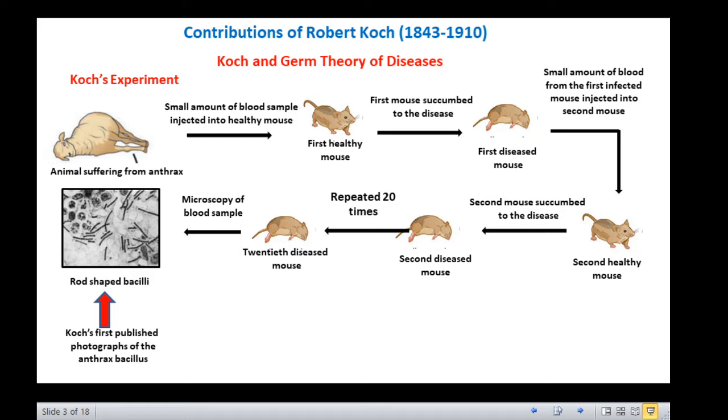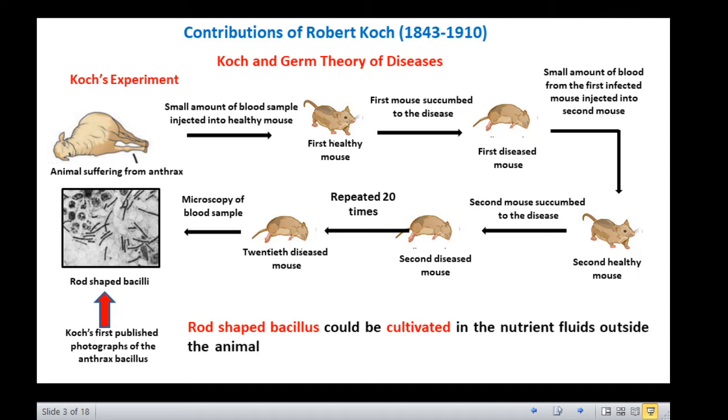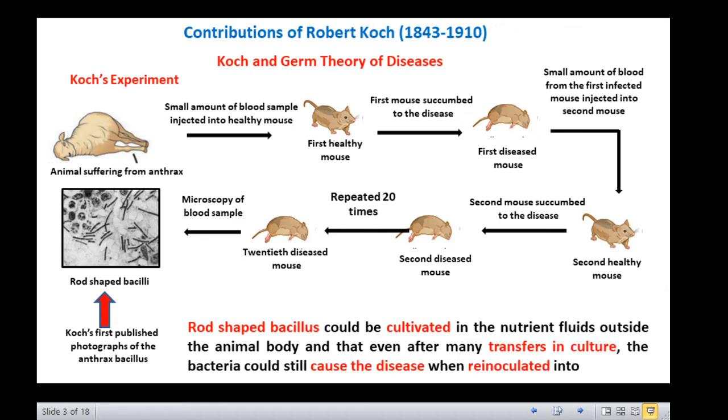Koch carried this experiment further. He found that the bacteria could also be cultivated in the nutrient fluids outside the animal body, and that even after many transfers in culture, the bacteria could still cause the disease when re-inoculated in an animal. Bacteria from the diseased animal and the bacteria in culture broth both induced the same disease symptoms upon injection. This led him to formulate four postulates.